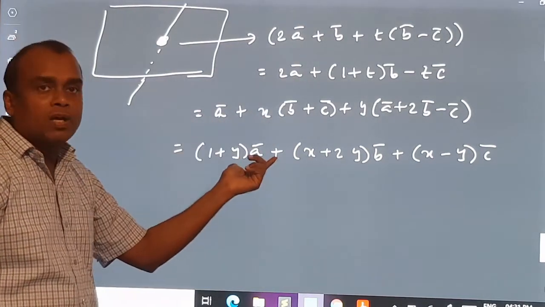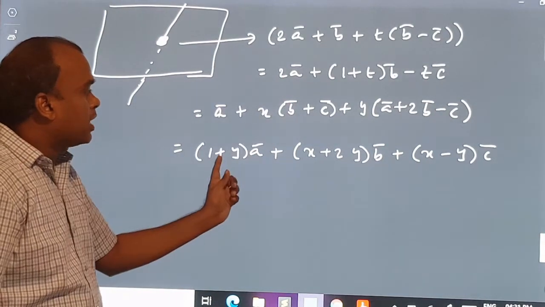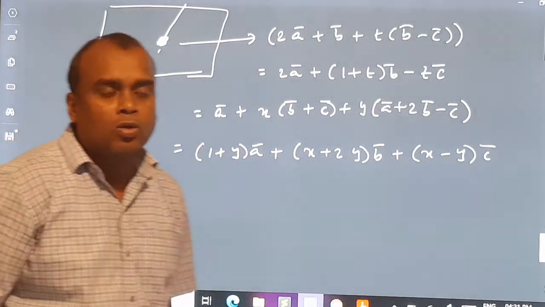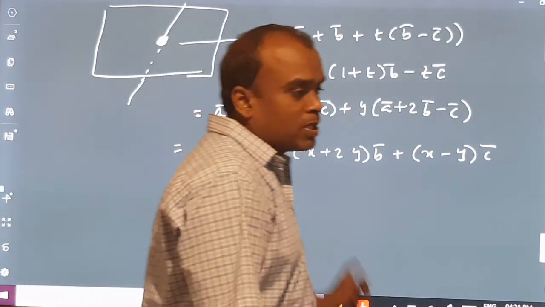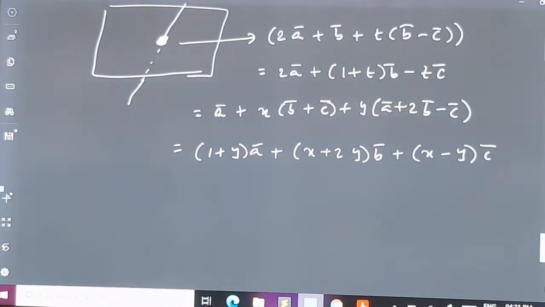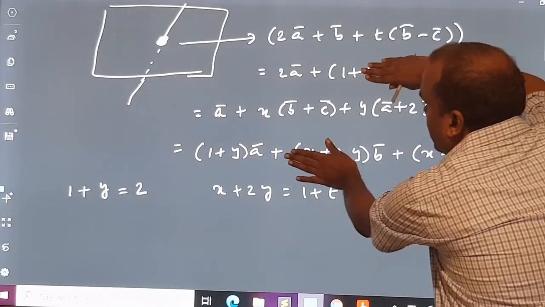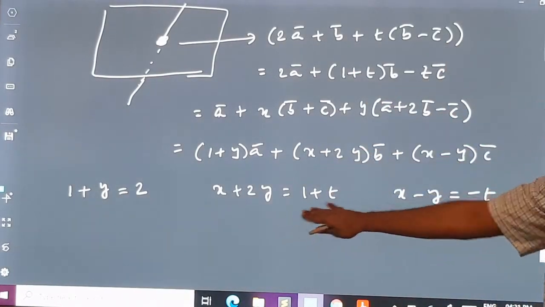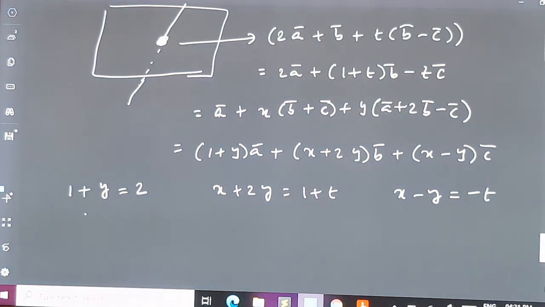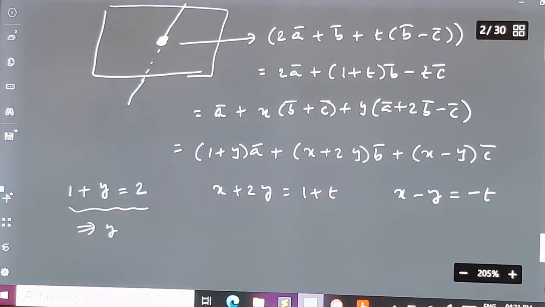So as these two are equal, because a bar, b bar, c bar are non-coplanar, corresponding components must be equal. So what do you get from that? Equating components of a bar, 1 plus y is 2, and for b bar, x plus 2y is equal to 1 plus t, and for c bar, x minus y is equal to minus t. I just compared components from here and here. So this is what you got. And now I see that the y value is nothing but 1.